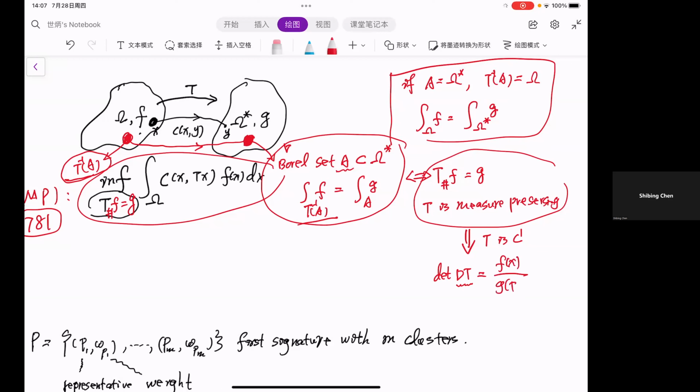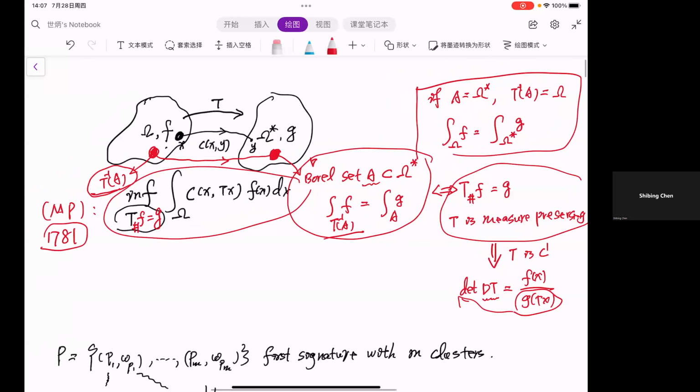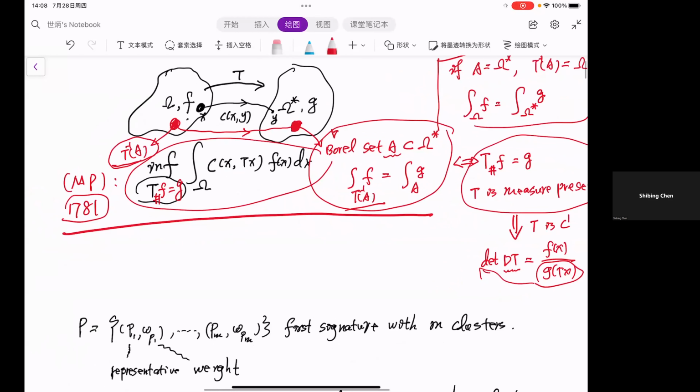If you move g(T(x)) to the left-hand side, you can think T is basically a change of variable. It's like at the beginning you do the integration in omega, then you do the change of variable and do the integration in omega star, but there is a mass balance condition, something like that. So this is a classical optimal transport problem, the classical formulation of Monge's problem.